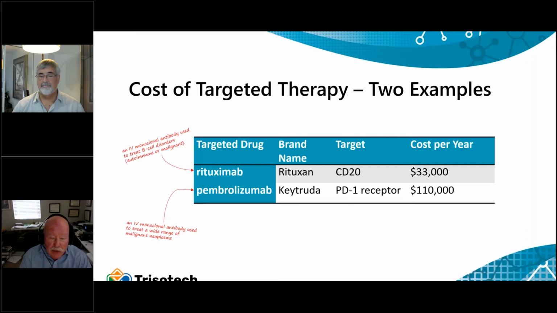Pembrolizumab, known as Keytruda, is a drug that is used to circumvent an event that occurs in many tumors, where the tumors secrete a protein that binds to T cell surface receptors, and these turn off the immune system at checkpoints. By adding this drug, that binding is blocked, and so the body's immune system is able to attack cells. This is a much more expensive drug, being over $100,000 a year. Next slide, please.